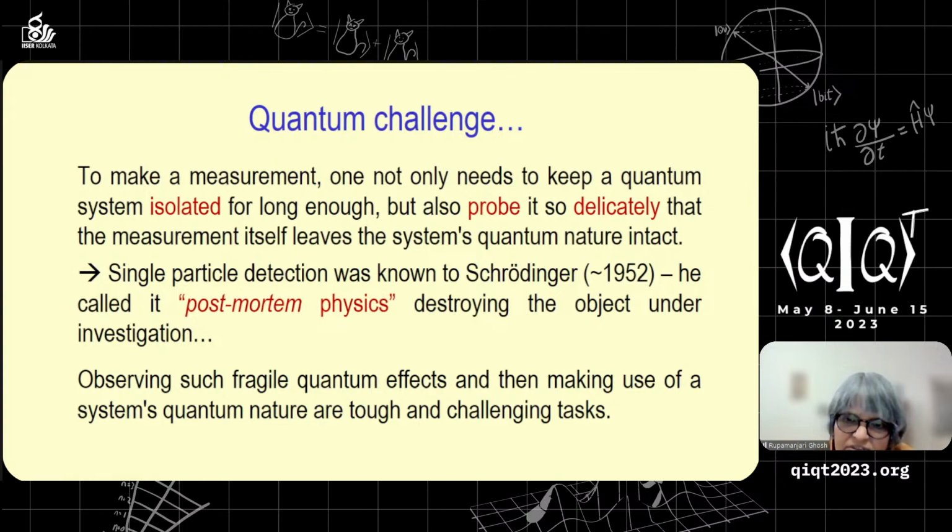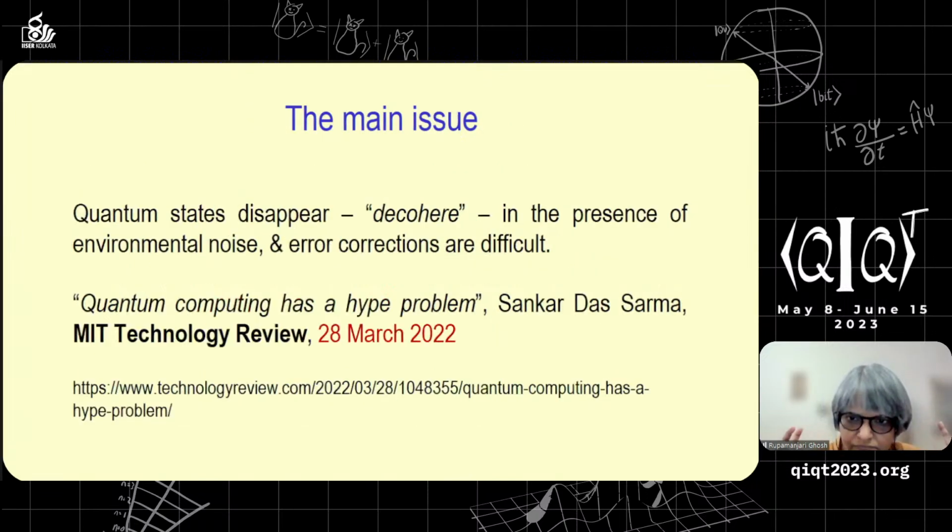This was known even to Schrödinger in 1952 or around that time, and he called it post-mortem physics because you are destroying the object under investigation. So observing such fragile quantum effects and then making use of a system's quantum nature are tough and challenging tasks, right? So I think because of these two aspects that we talked about.